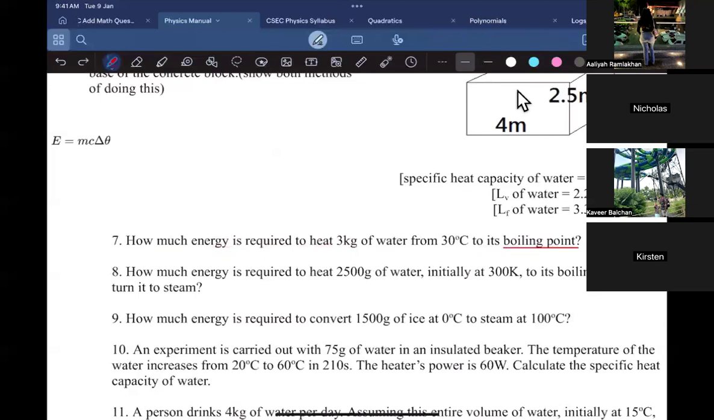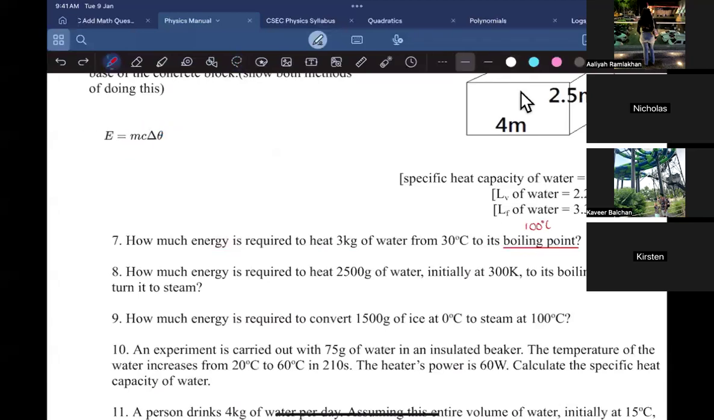100 degrees Celsius. Yes. Justin, you're supposed to know that one, right? That one is a little inexcusable, because water does turn to steam at 100. What temperature does water freeze? Water freezes at 0 degrees. Right. So there is no change in state, so I can use E is equal to MC delta theta.